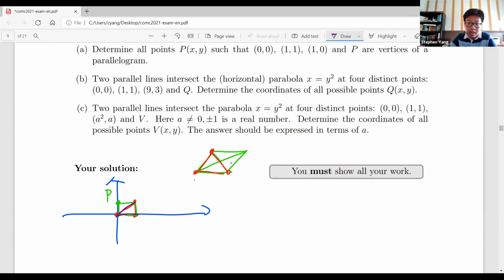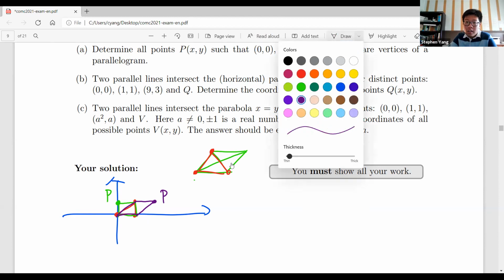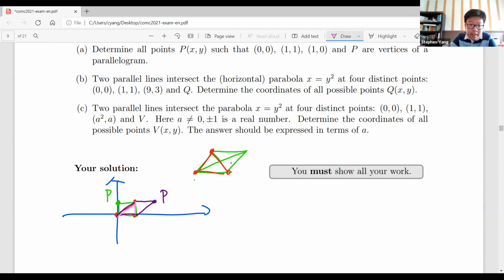Okay, or we could have these 2 lines as the outside. So then we fill in the parallel lines accordingly. So we have this point, that's point P. And then in the end, we can also have these two lines as the outside of the parallelogram. So we fill in the other lines accordingly. So we have this point. Okay, so looking at this diagram, you have 3 points, and they are (0, 1), (2, 1), and (0, -1). These three points are the possibilities for point P.